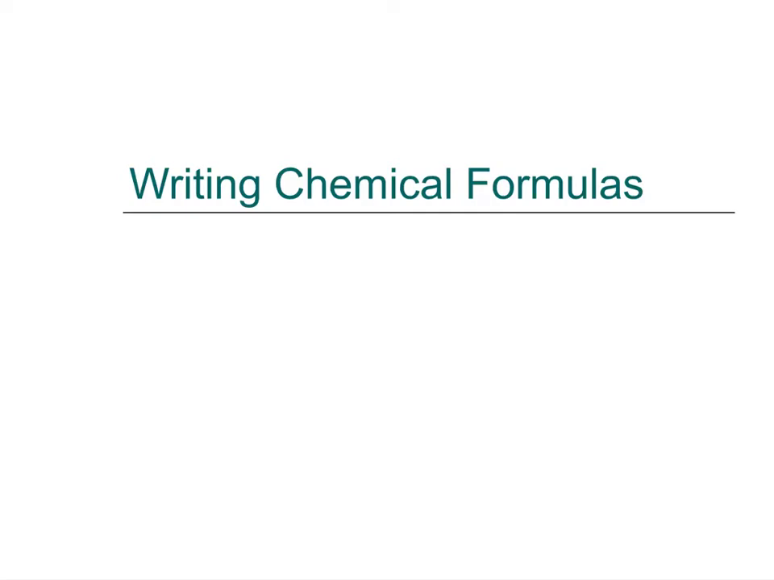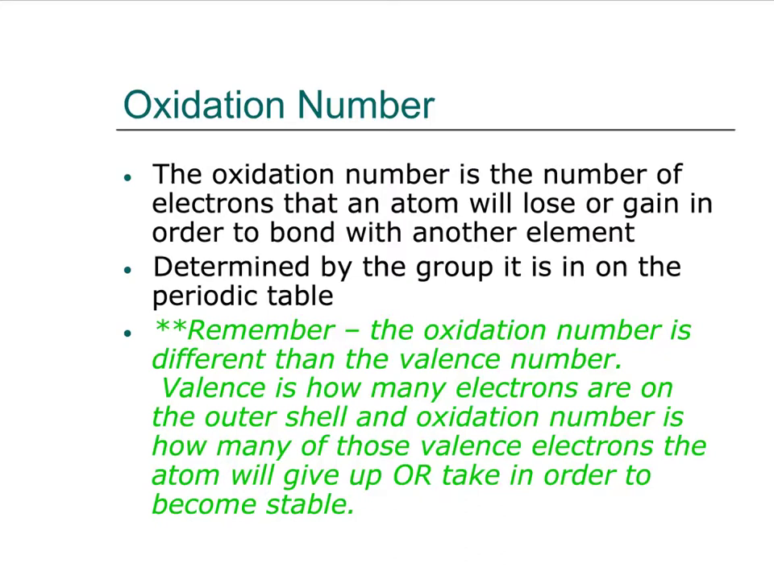Okay, so now that we've learned how to name ionic compounds, we're going to practice figuring out how we get those chemical formulas. So the first step in writing a chemical formula is figuring out the oxidation number. The oxidation number is the number of electrons that an atom will lose or gain in order to bond with another element. So if you remember from the last notes, metals want to give up their valence electrons in order to have a full outer shell, whereas nonmetals want to take electrons. Well, the number that they give away and the number that they take is their oxidation number.